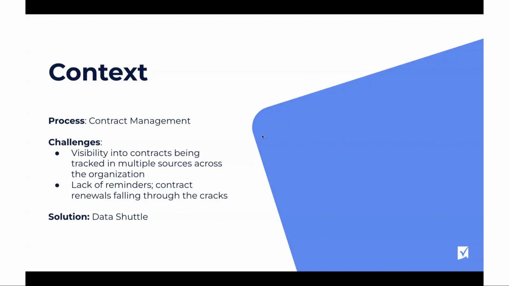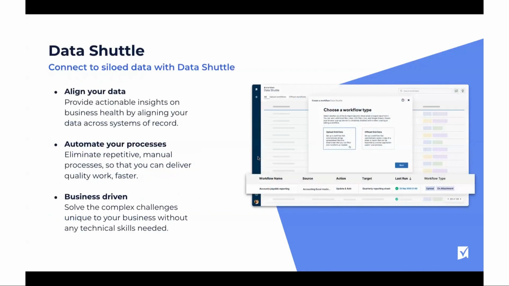So our solution for handling that process is going to be using Data Shuttle. Data Shuttle is a fantastic tool for aligning data, again, across multiple systems of record into one singular view. Data Shuttle is an automated process so that you're not having to manually import new information, copy paste information into a master spreadsheet in Smartsheet.